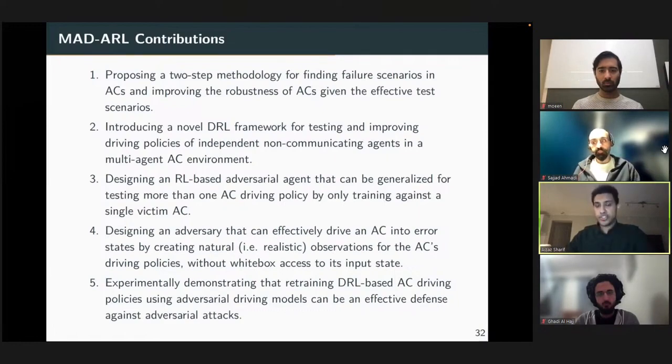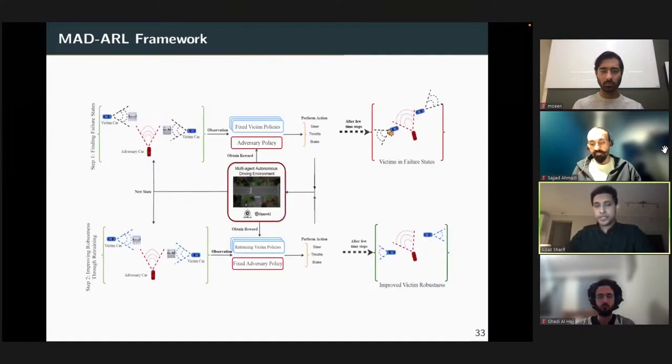And for training an adversary, we design the adversarial agent as a driving agent itself. So the adversary will also be a driving car, and it will try to learn movements which will be considered adversarial to the self-driving cars, without white box access to the autonomous car model. And we experimentally demonstrate that retraining such self-driving cars using adversarial driving models can be an effective defense against the adversarial attacks. So to show this in a pictorial way, this is the architecture of our MAD-ARL framework.